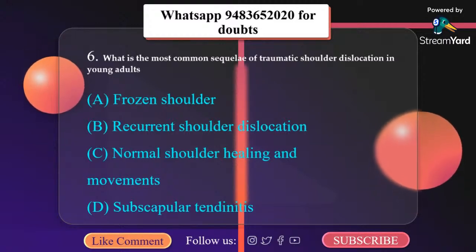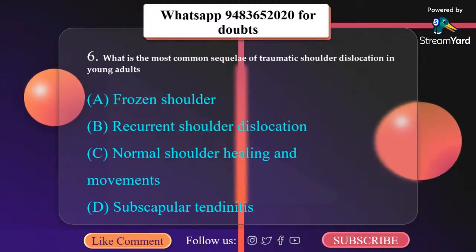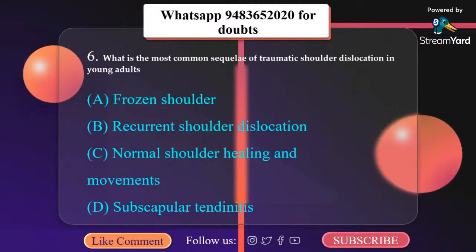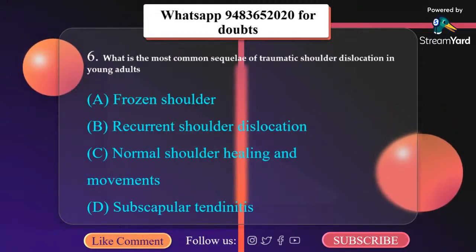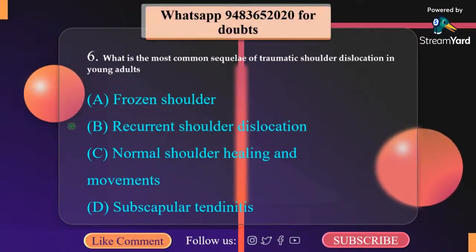It occurs more commonly in adults and is rare in children. Anterior dislocation is much more common than posterior dislocation. So the correct answer here is B, recurrent shoulder dislocation.